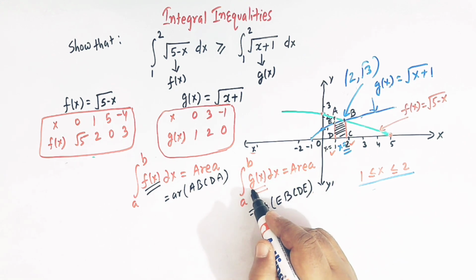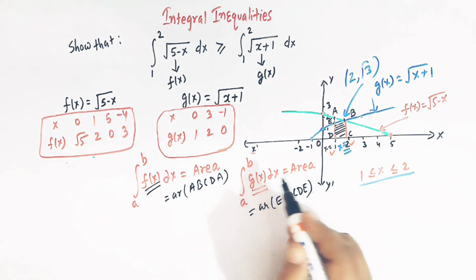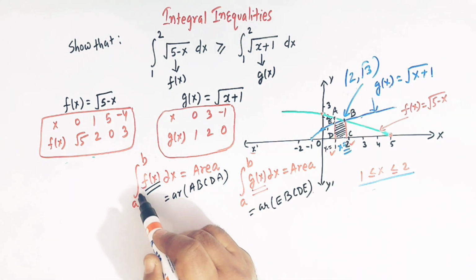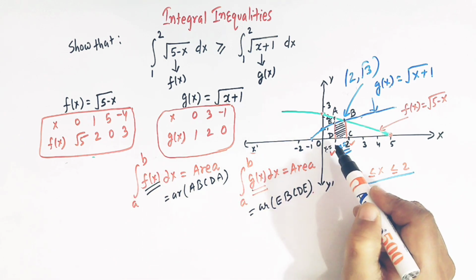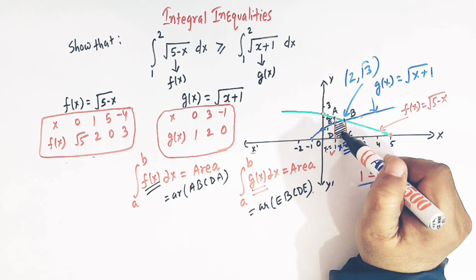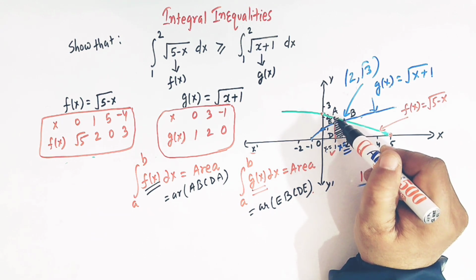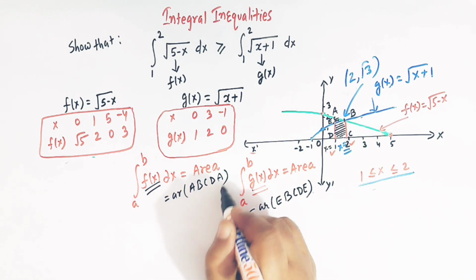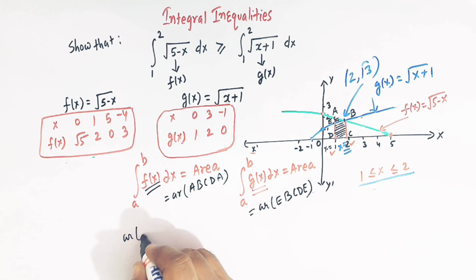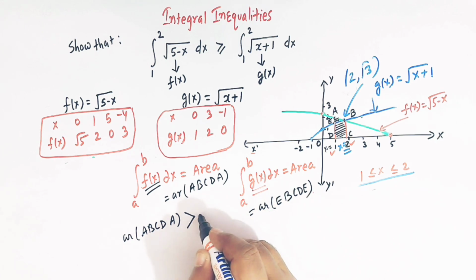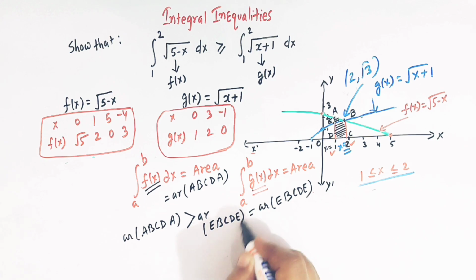So the area bounded by g of x dx is given by this shaded region, and the area bounded by this curve f of x from x is equal to 1 to 2 is this additional area including this one, right? So here we have this area also. So we can see from the figure that this area, that is area A, B, C, D, A, is greater than the area E, B, C, D, E, right?